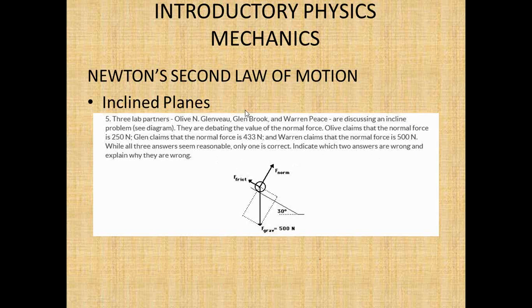Olive claims that the normal force is 250 newtons. Glenn claims that the normal force is 433 newtons. And Warren claims that the normal force is 500. While all three answers seem reasonable, only one is correct. So indicate which two answers are wrong and explain why they're wrong.